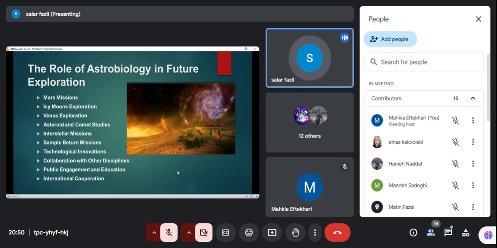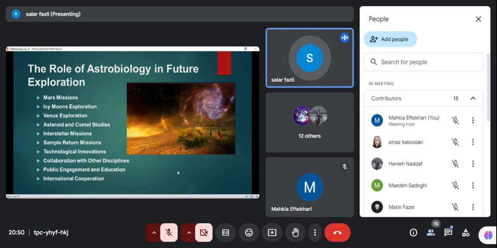International cooperation is important as well. Collaborative missions among countries can enhance the scope and success of astrobiological research. Shared goals in the search for life can foster diplomatic relations and promote peaceful cooperation in the exploration of space. It can lead to a faster approach for scientists.